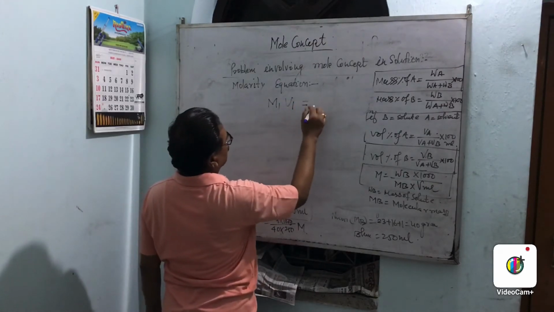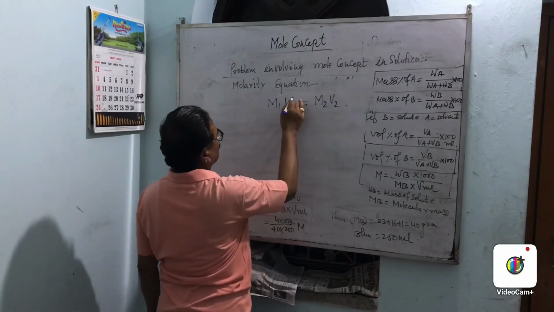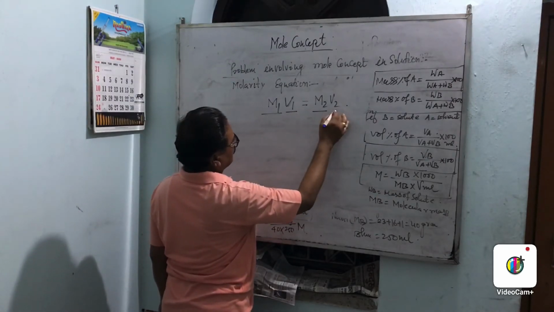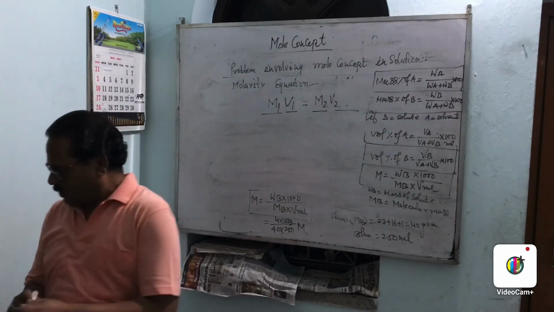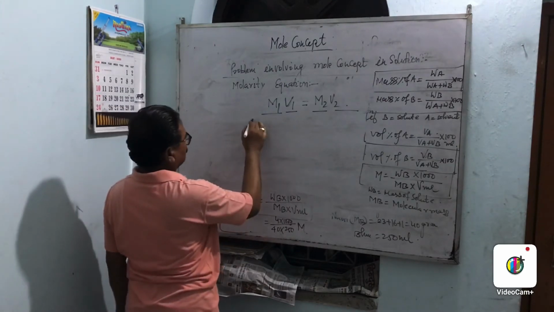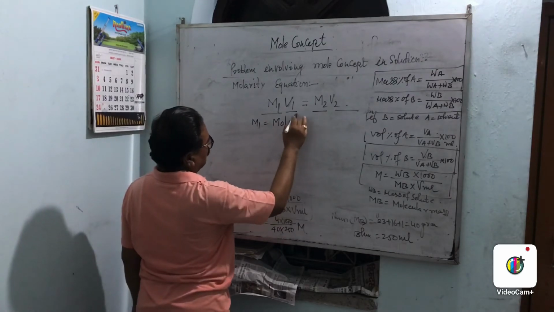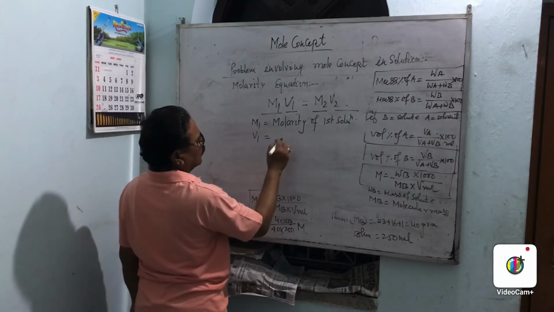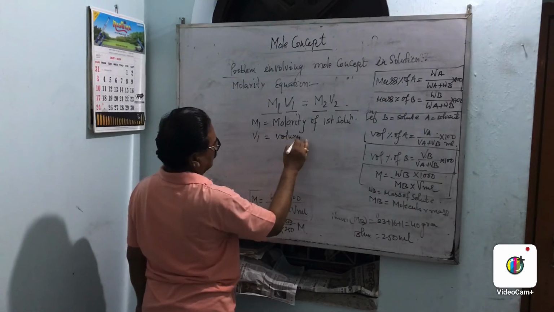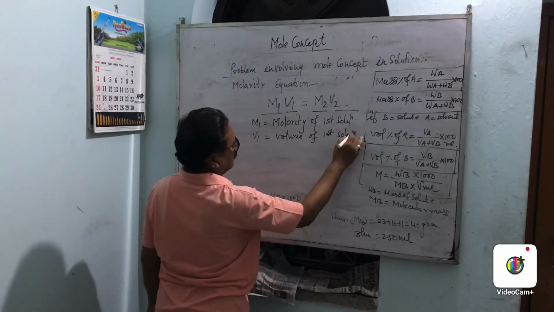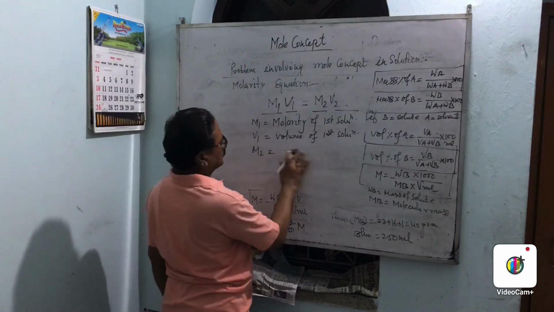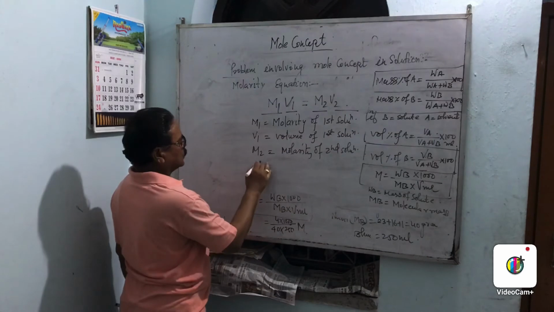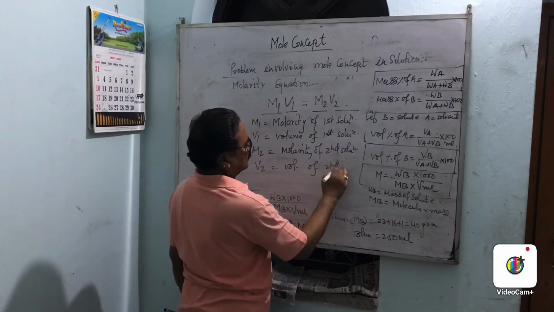So M1 V1 is equal to M2 V2, where M1 is the molarity of the first solution, V1 is the volume of the first solution, M2 is the molarity of the second solution, and V2 is the volume of the second solution. We can do it.